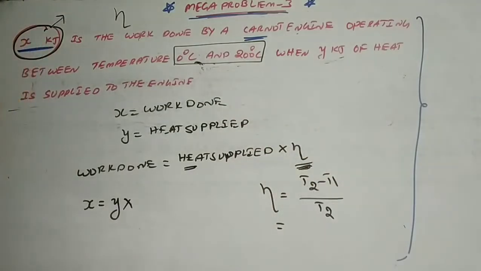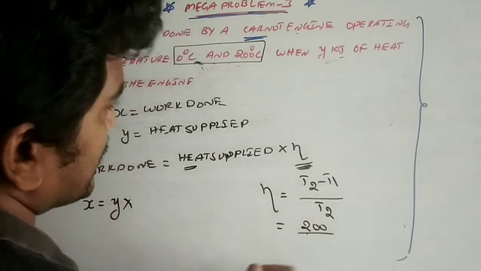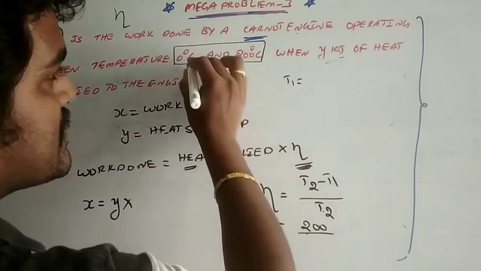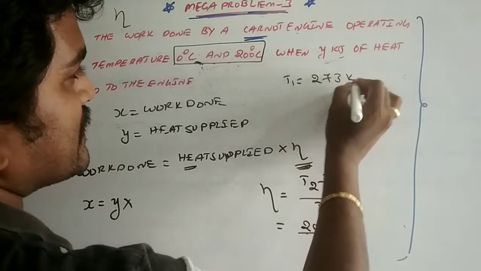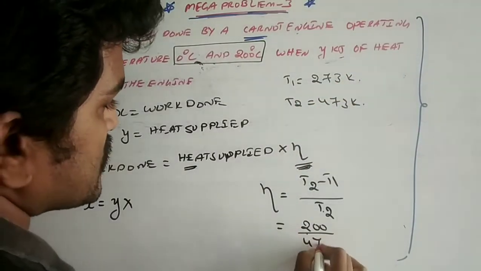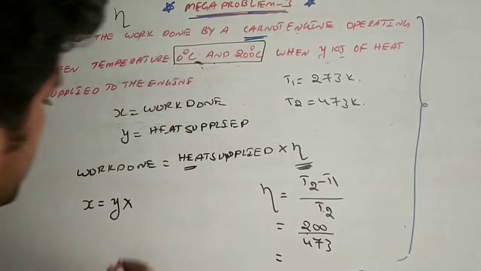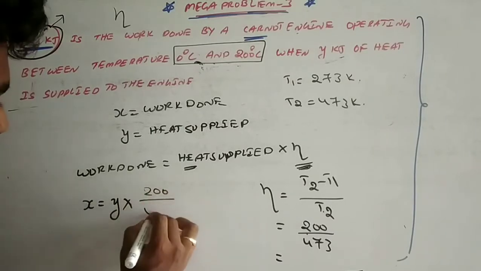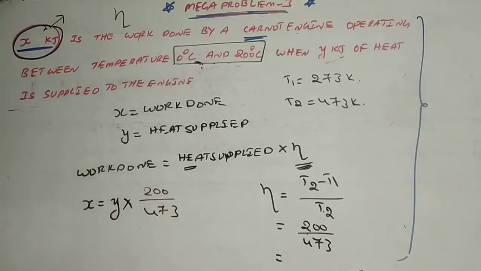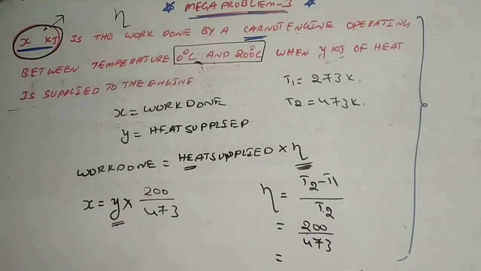If you convert into kelvins also, it's not going to change much. The difference will be 200 and T2. T1 equals 273 kelvin, T2 equals 473 kelvin. So it is 200 by 473. So Y into 200 by 473. Here the value you should know is Y. Hope you understood this part.